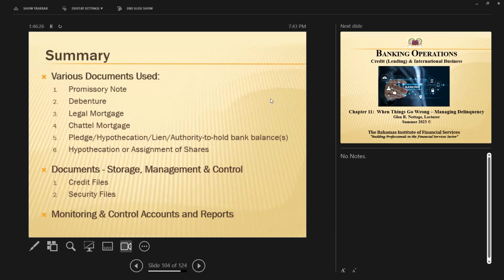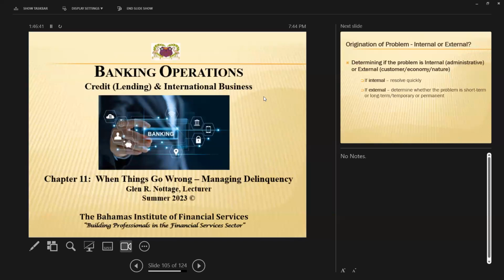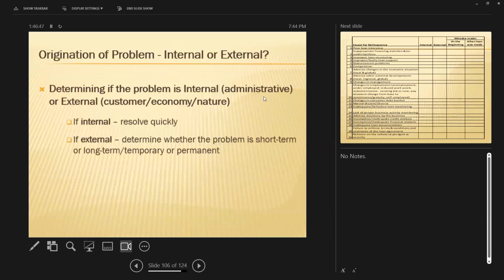Chapter 11. Well, one of my Asian high school teachers used to say 11. 11. So here we go to chapter 11. When things go wrong, managing delinquency. Okay.